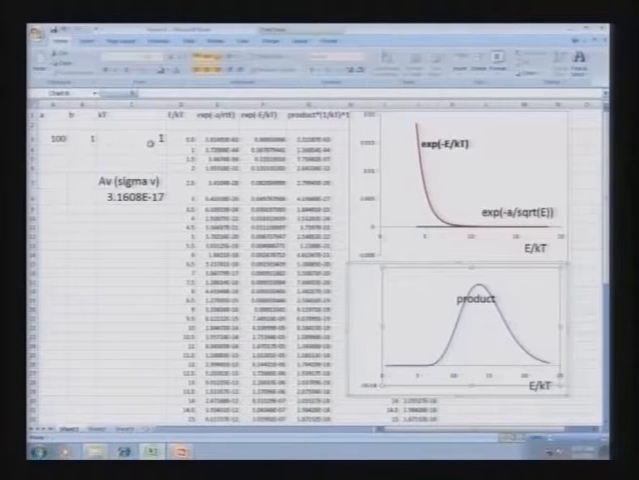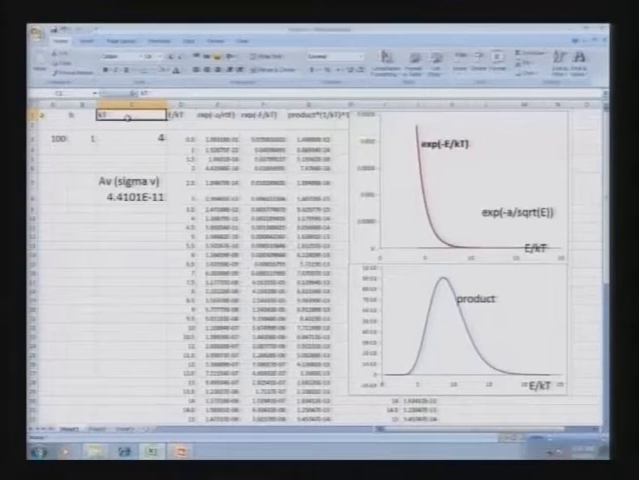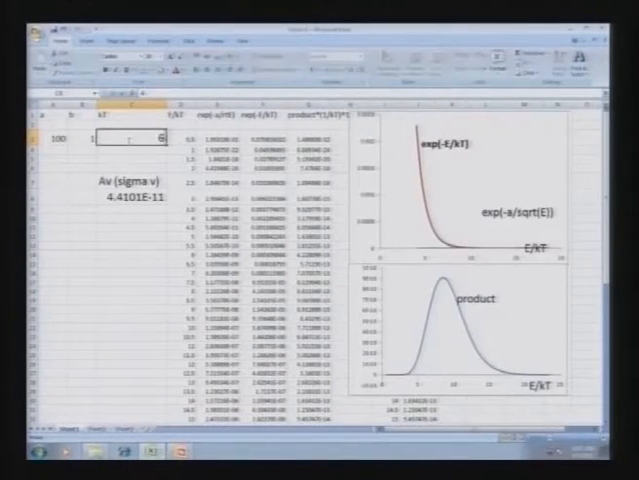So, let me change the kinetic energy kT, the temperature, a little bit and see what happens. From 1 let us go to 5 or 4. So, I am putting 4 here. So, now kT is 4 and see what happens. Not much visible. So, let us go for 6, what happens.